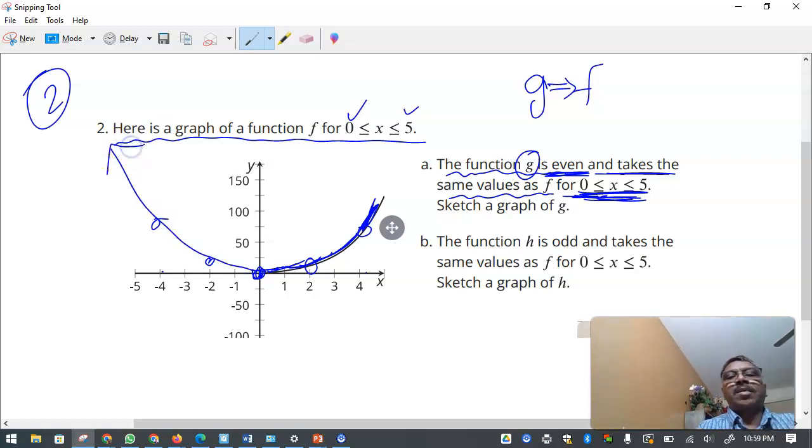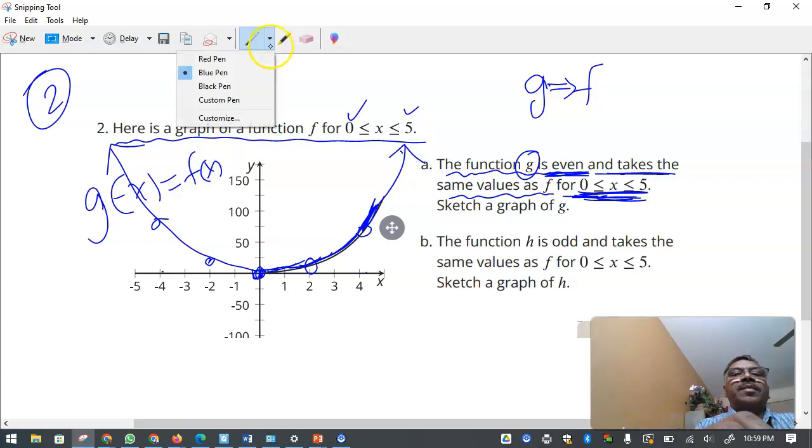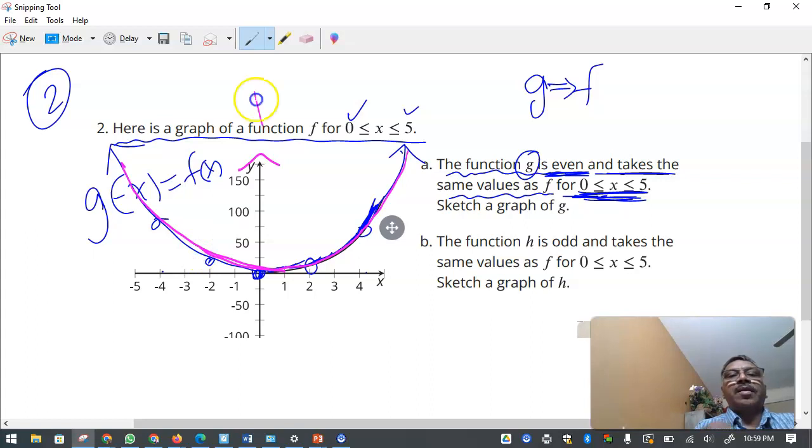So this will give a function g such that g of minus x is nothing but f of x. So if I reflect the whole graph over the y-axis, you get back the same blue original graph. That's what that means.